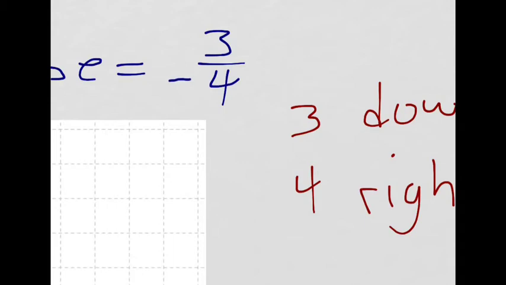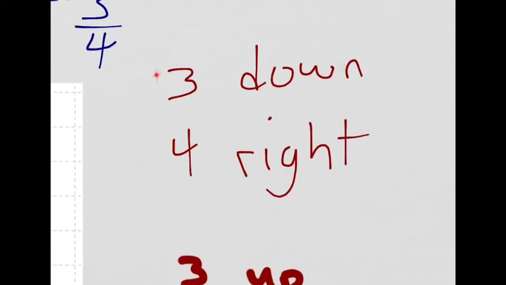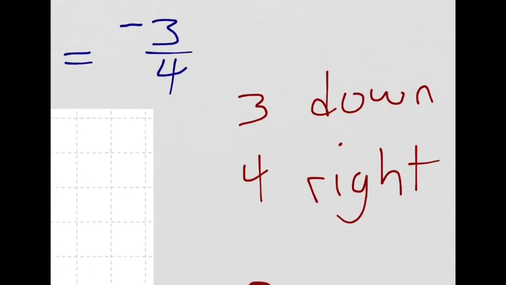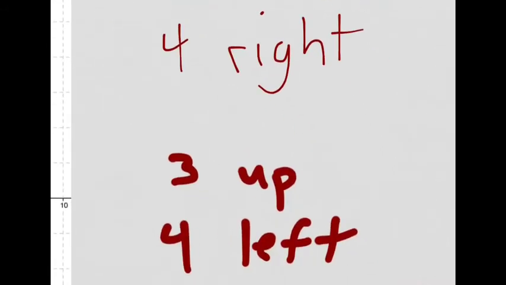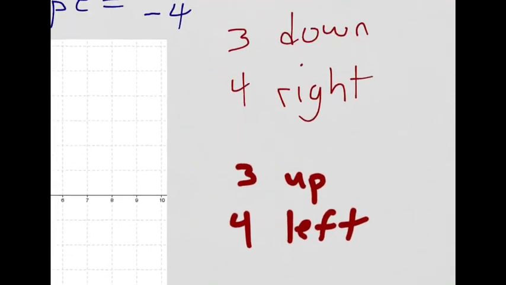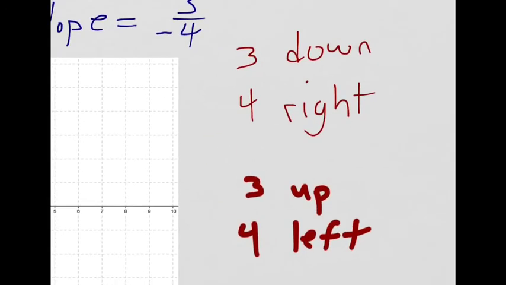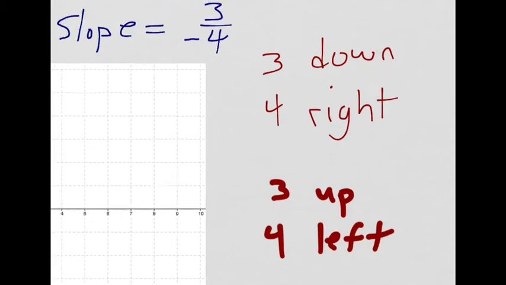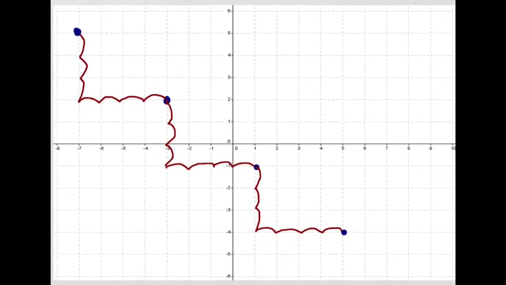So if I bring the negative up there, then these are my directions. 3 down, because the 3 is negative. 4 right, because the 4 is positive. But if I bring the negative down here, then these are my directions. 3 up, because the 3 is positive. 4 left, because the 4 is negative. Yet I'm still on the same line, no matter what I do. Right? Because this portion here was 4 left, 3 up. Get the idea? Okay, and then we can draw a line through all those dots.